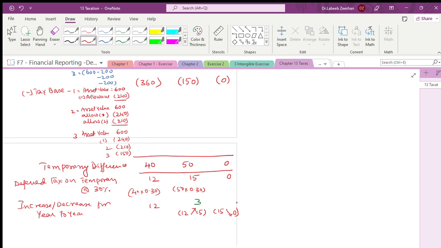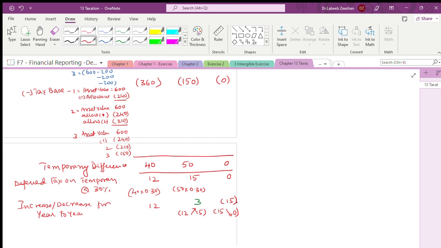If it is decreasing, you have to reduce the provision. If the profits are increasing, if the tax is increasing, you have to increase the provision. If the tax is decreasing, you have to decrease the provision. This is where we are talking about the temporary difference.